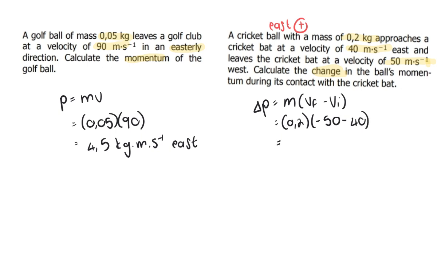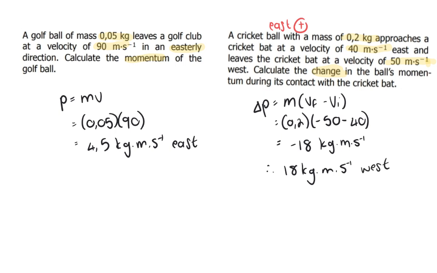And when I input this into my calculator, I get a value of minus 18 kilogram meters per second. So in other words, the change in momentum is 18 kilogram meters per second to the west.